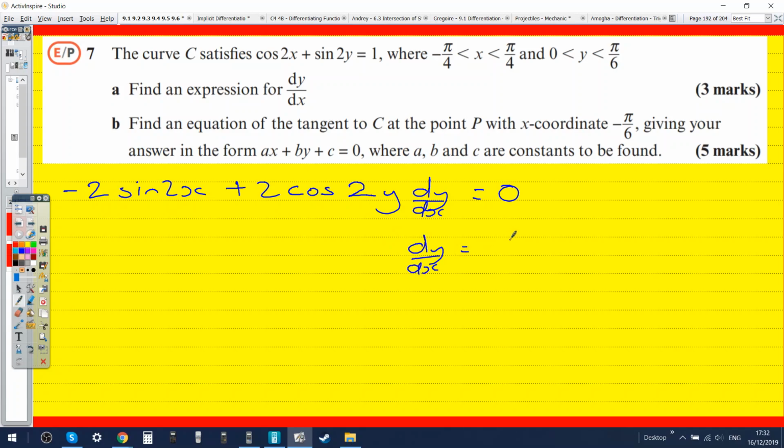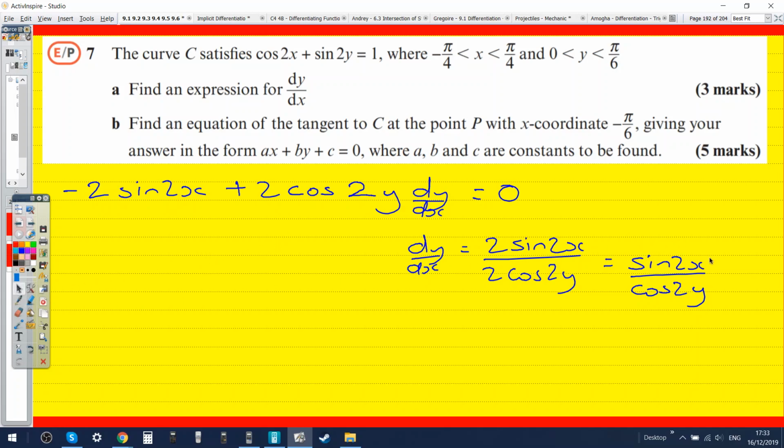Okay. Can we simplify that? Yeah, you can cancel out both the 2s. And you could also do tan 2x over 2y. You might think that, but you could do tan only if it was 2x over 2x or 2y over 2y. You can't do it when it's mixed.